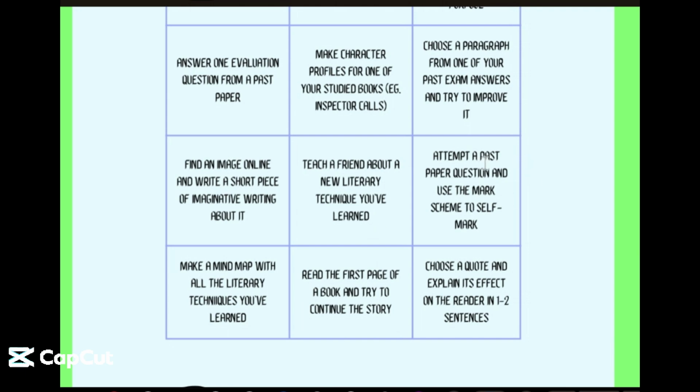Next one, attempt a past paper question and use the mark scheme to self-mark. Again, this is good practice. You can do a paper 1 or paper 2, a lit paper, doesn't matter, just do one question and use the mark scheme to self-mark. Make a mind map with all the literary techniques you've learnt, so again we'll come on to literary techniques later.